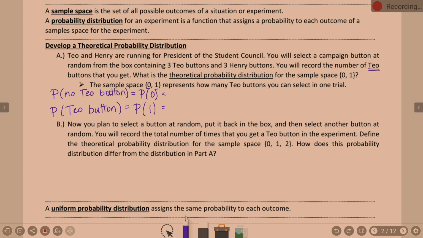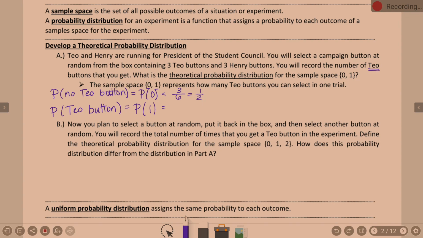Now, there are 3 Tio buttons and 3 Henry buttons in this box, right? What is the probability that I do not get a Tio button? 1/2? Because why? 3 and 3. So think of it, entire option, all options on bottom. How many options are there? How many buttons am I pulling from? There's 6, yes? Probability of not getting a Tio button. How many buttons are not Tio buttons? 3. So 3 over 6, which of course is 1/2. Okay?